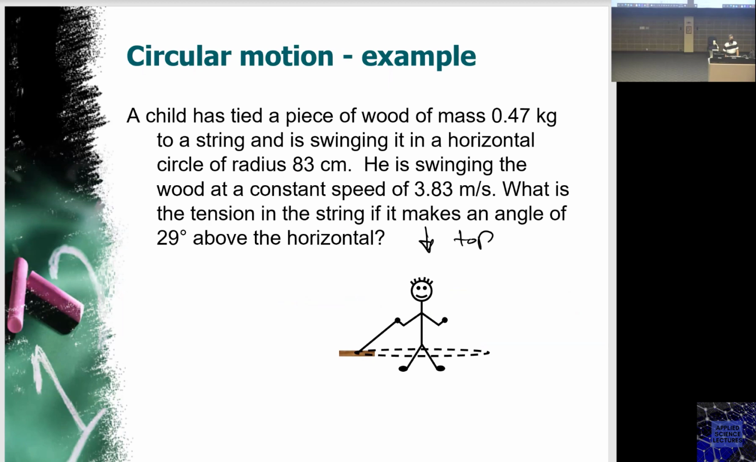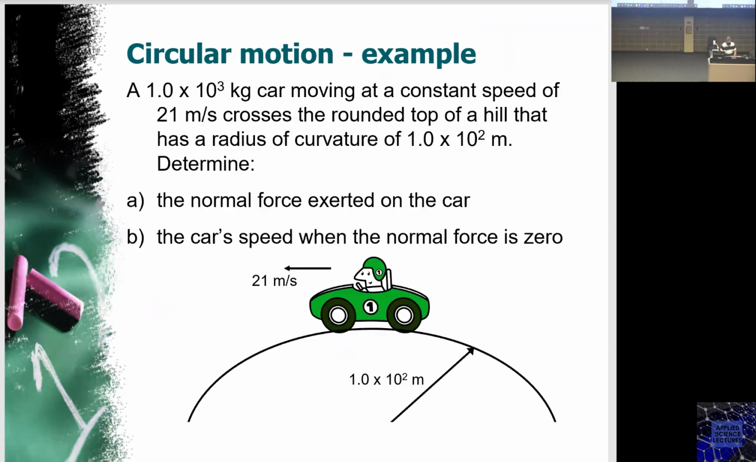Okay, so now let's move on to the next example. In the next example, we have a 1,000 kilogram car moving at a constant speed of 21 meters per second, which crosses the rounded top of a hill that has a radius of 100 meters. So the car, as you can see, you have a rounded hill. It's crossing with a constant speed of 21 meters per second on that hill. We need to calculate the normal force exerted on the car.